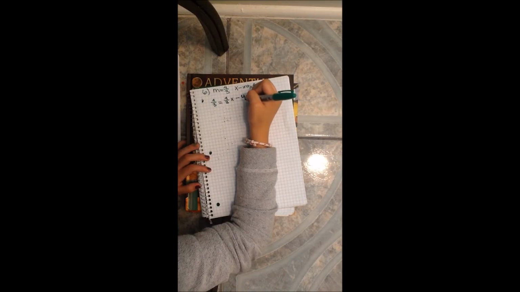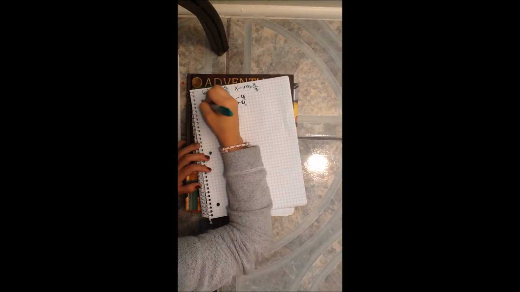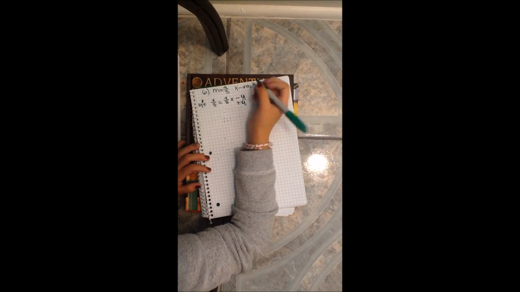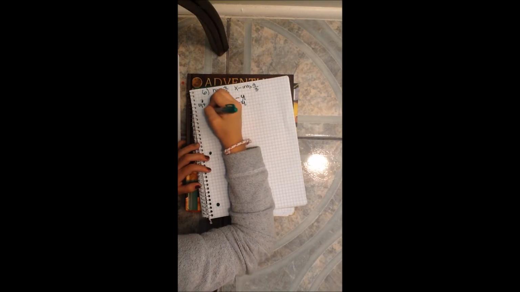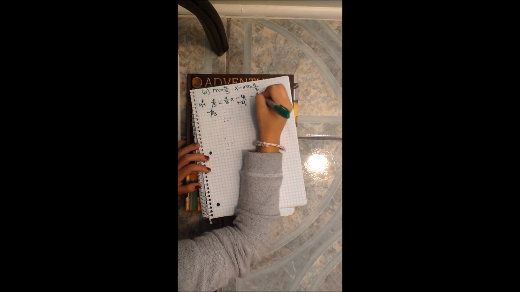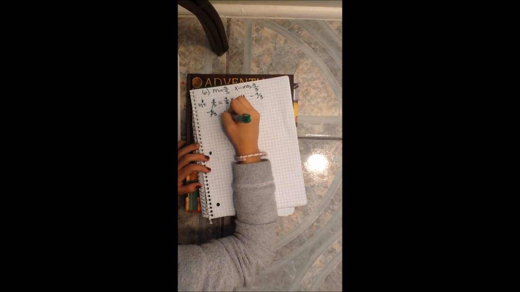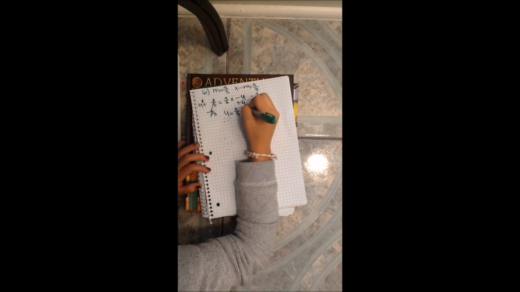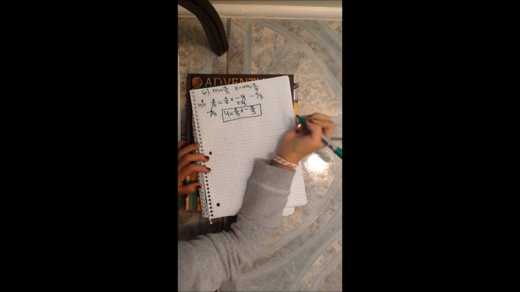And then you add y to get rid of it, so plus y, and then plus y on this side. And then you subtract 4 over 3, so minus 4 over 3. This cancels out, and you subtract it on this side. So it would be y equals 4 over 3x minus 4 over 3. And this is the equation.